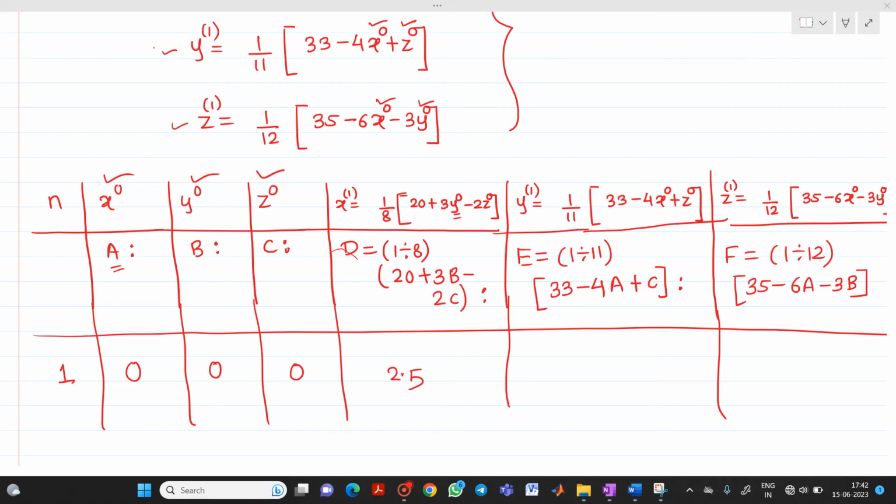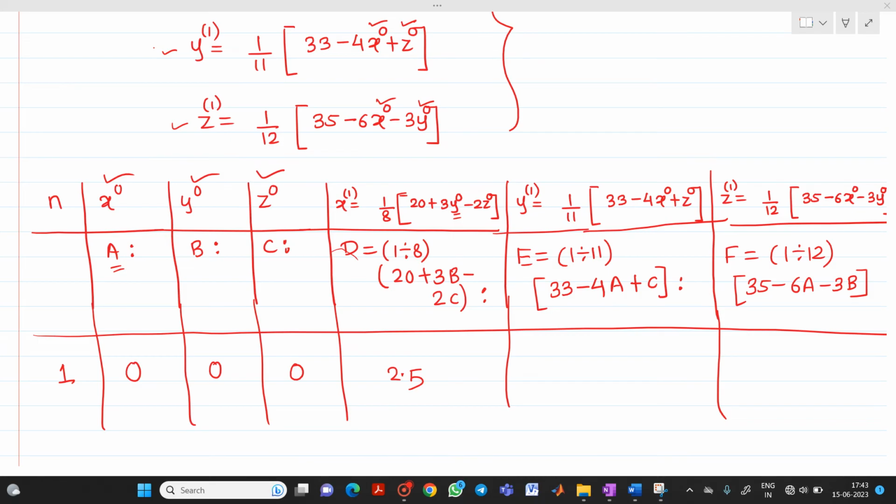So what we will be getting, let me first again put these equations. Give me 1 minute. 1 divided by 8 into bracket 20 plus 3B minus 2C, colon, E will be equal to 1 divided by 11 into bracket 33 minus 4A plus C, bracket complete, and F will be equal to 1 divided by 12 into bracket 35 minus 6A minus 3B.